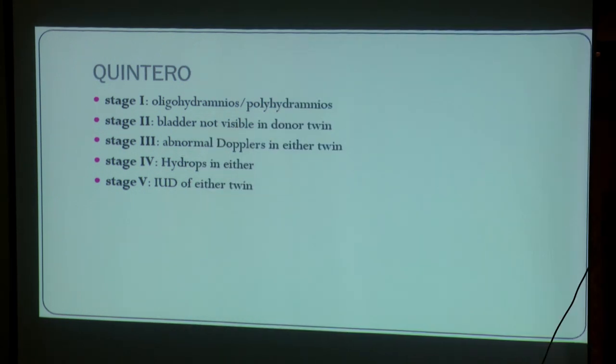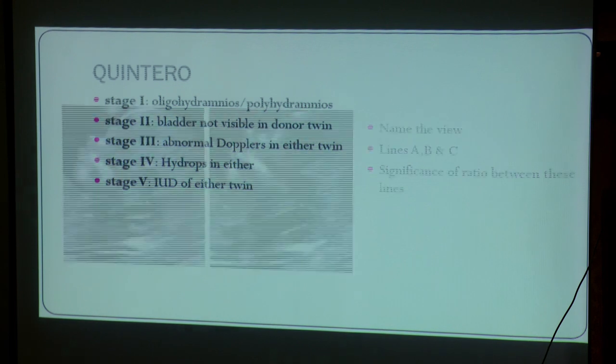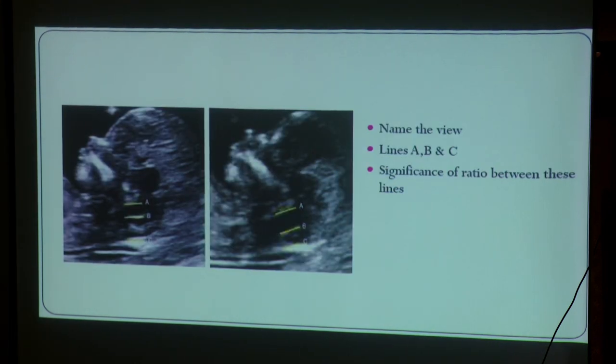Stage 1 there will be an oligohydramnios polyhydramnios combination as we saw in our first case. Due to oligohydramnios the twin will have oliguria, so the bladder will not be visible in stage 2. And stage 3 abnormal Doppler, stage 4 hydrops, stage 5 IUD. In this stage there develops the twin embolization syndrome where the dead twin will transfer its thromboplastic agents into the live twin.